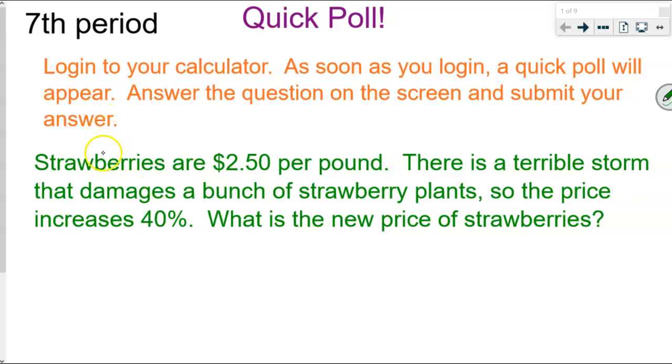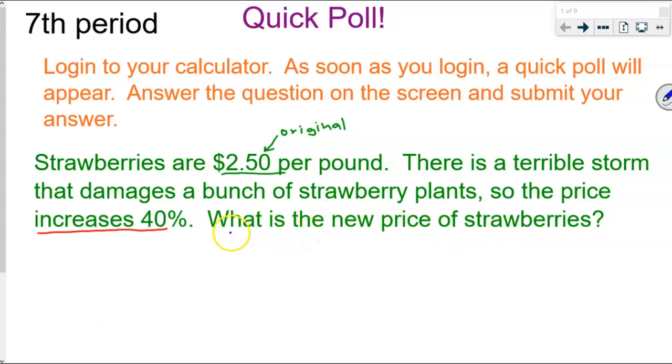When I read this, I'm looking for pieces of information like what's the original and what's happening to that amount. So strawberries are $2.50 per pound. That tells me what they originally were. This right here is the original price. There was a terrible storm that damages a whole bunch of strawberry plants. So that means the supply has gone down, and to account for that, the price has to go up. The price increases 40%. So what is the new price of strawberries?